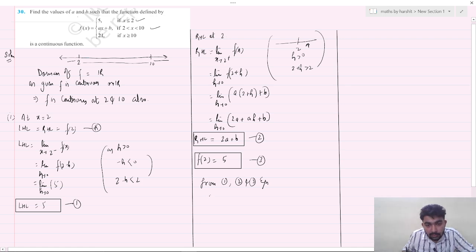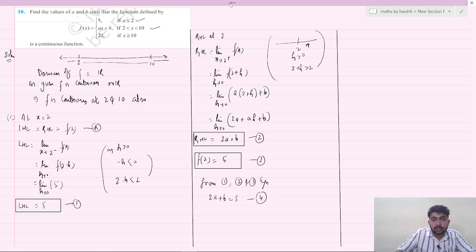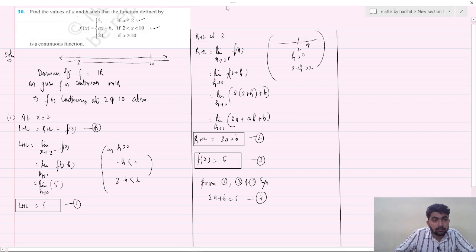We get 2a plus b equals 5. This is your fourth equation.